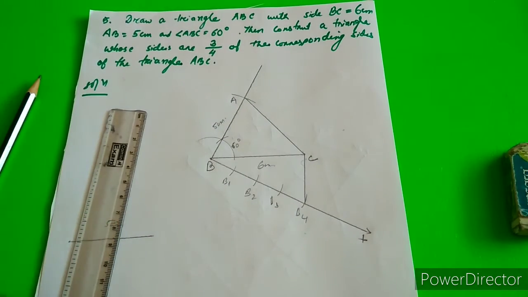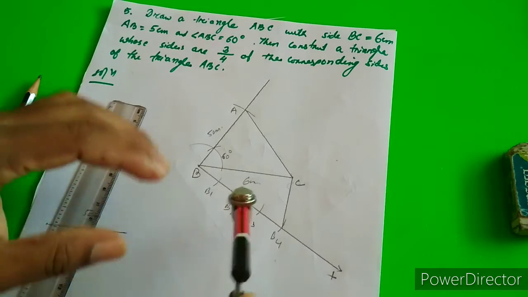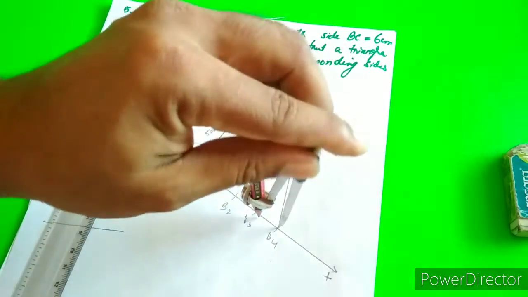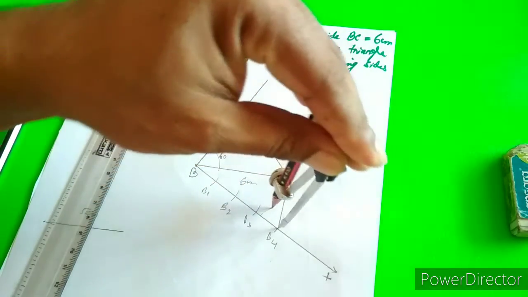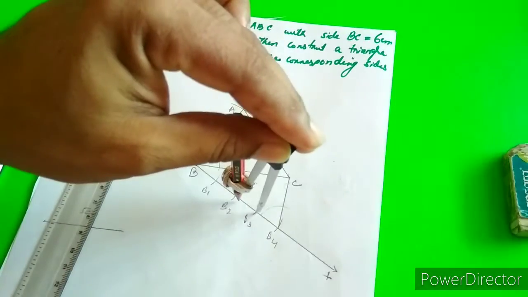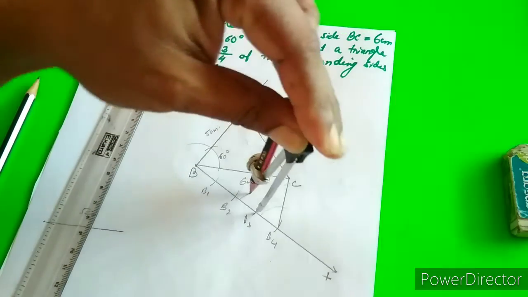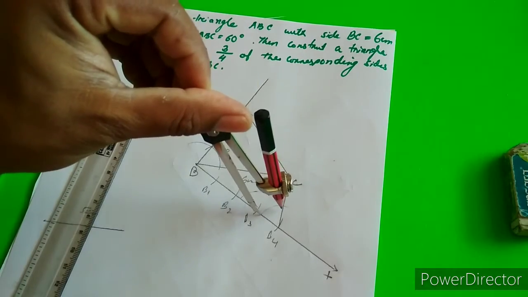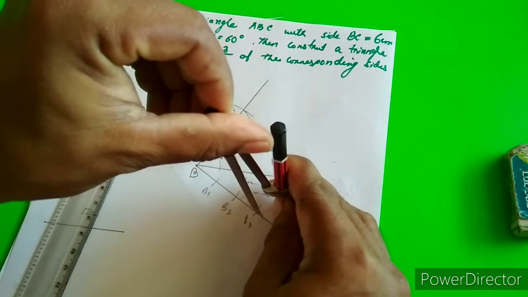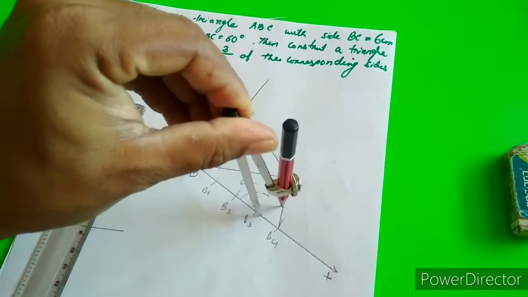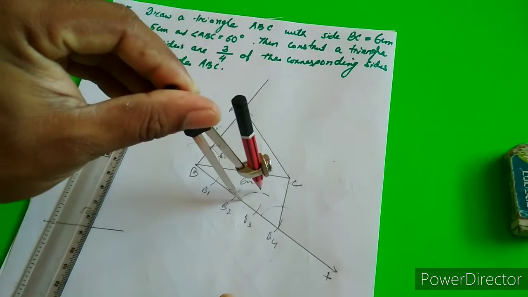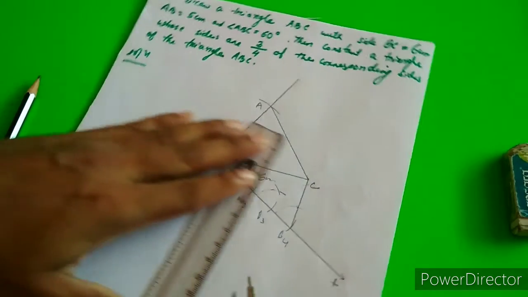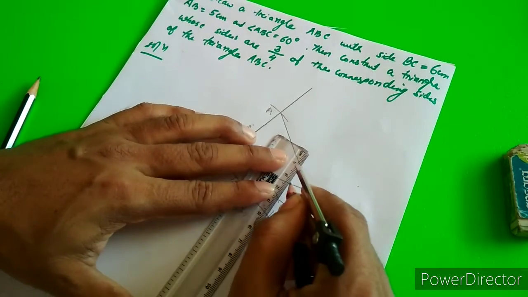Now we will draw a parallel line with B4. From B3, we draw a line parallel to B4. Same arc we will draw in B3. Next, we measure the angle from B4, take the arc and draw it. Clear?